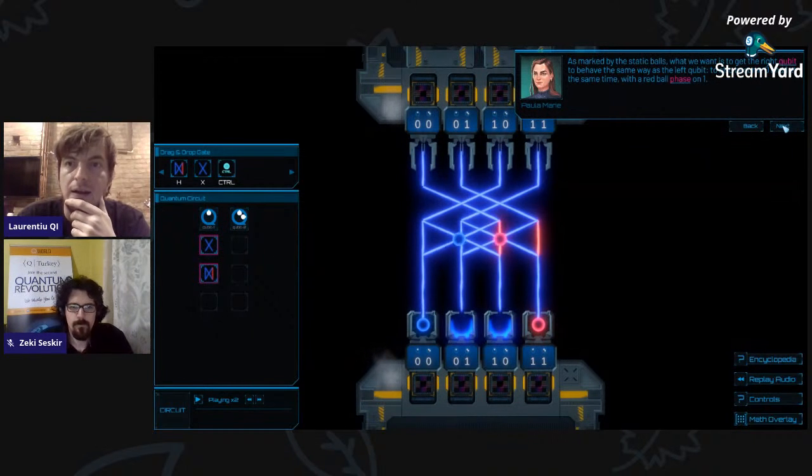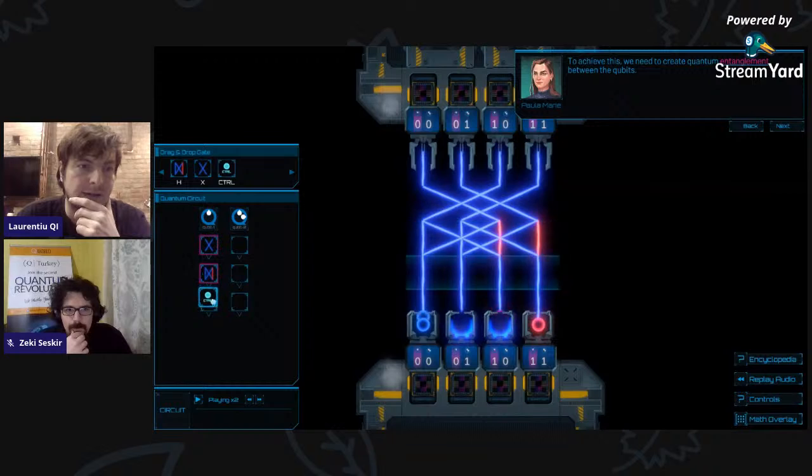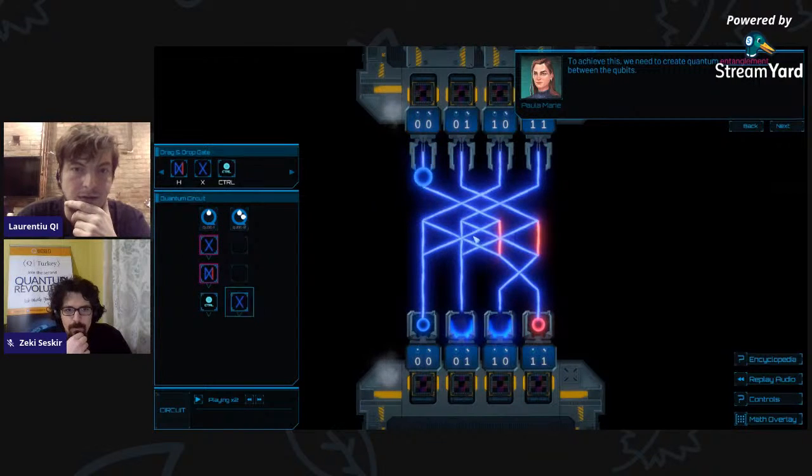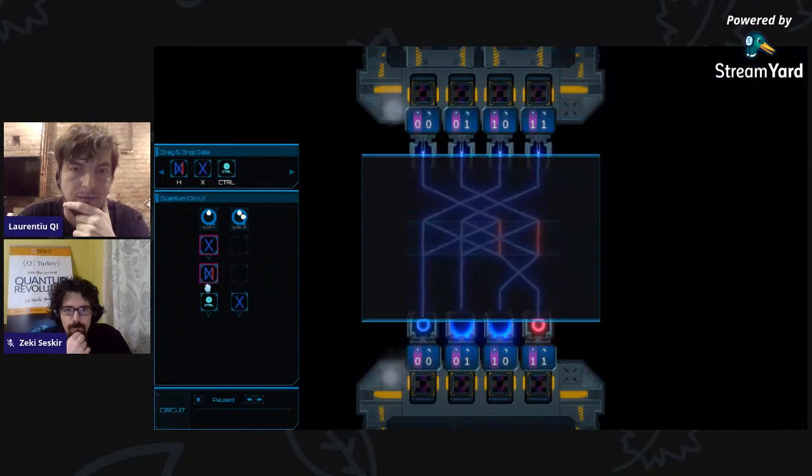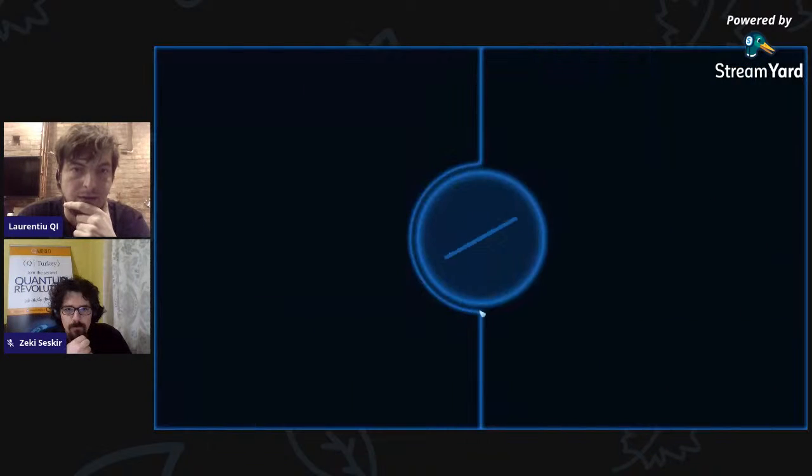As marked by the static port. To achieve this, it tells us to make an entanglement, and we have here a Bell state. So this is, I think, the second or the third Bell state. It wasn't really hard.